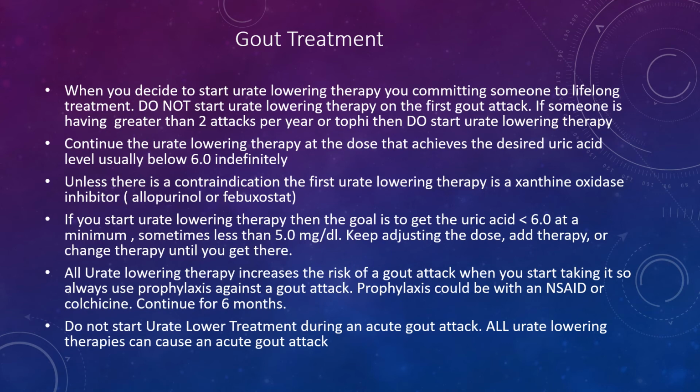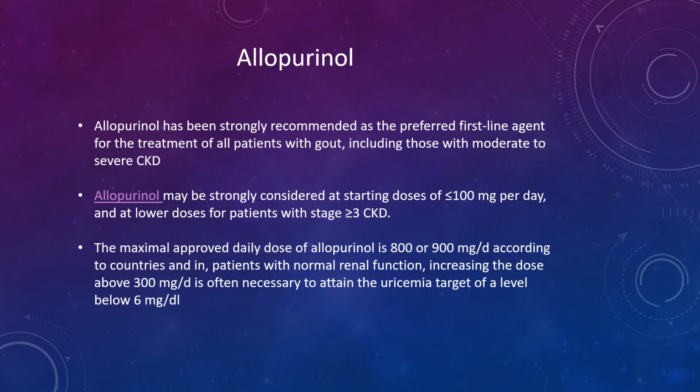We continue with a dose that will achieve the desired uric acid level, which is approximately 6. That's the level at which we can get dissolution of crystals, possibly tophi. If possible, we get it down to 5. All urate lowering therapy increases the risk of a gout attack when you start taking it, so we have to give something to prevent attacks, and we usually use that with non-steroidals or colchicine and try to continue it for 3 to 6 months. We don't give urate lowering therapies during acute attack because most urate lowering therapies initially will precipitate an acute attack.